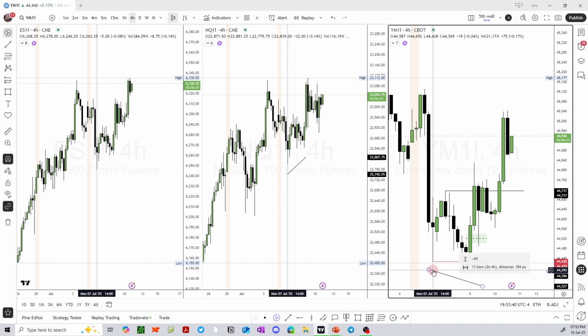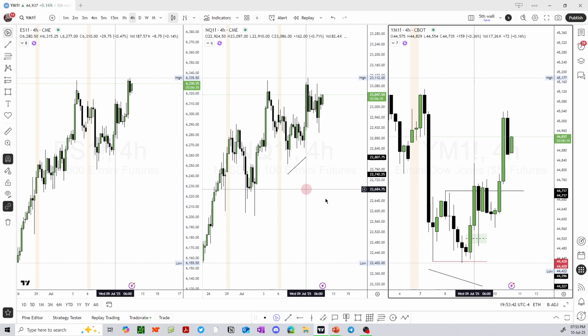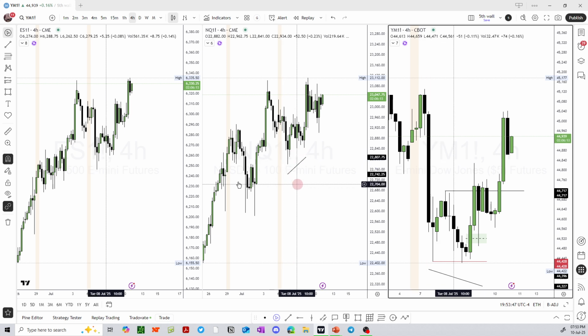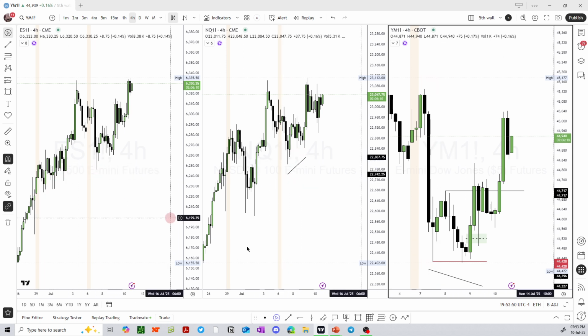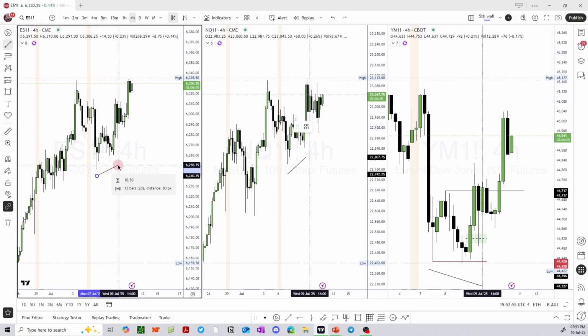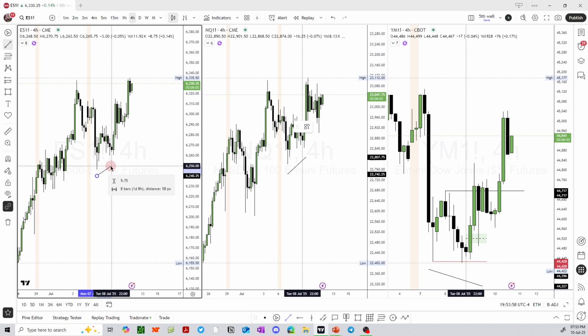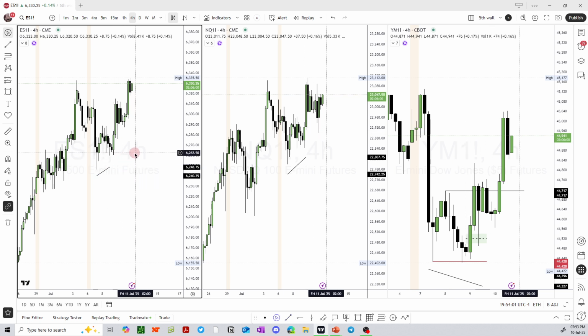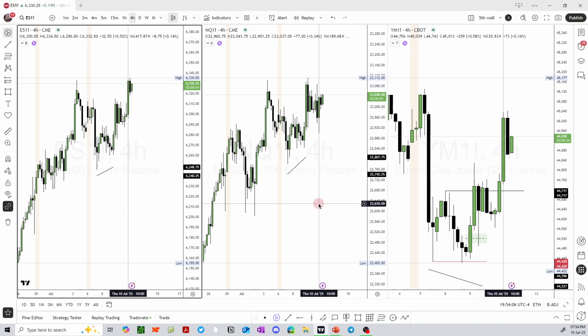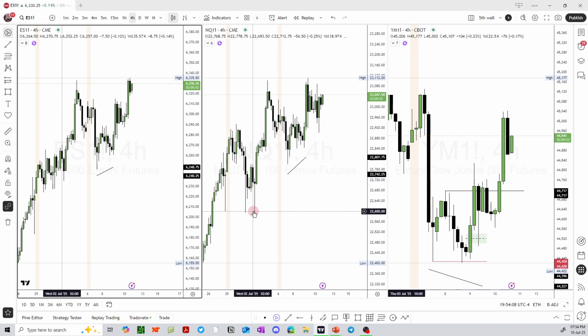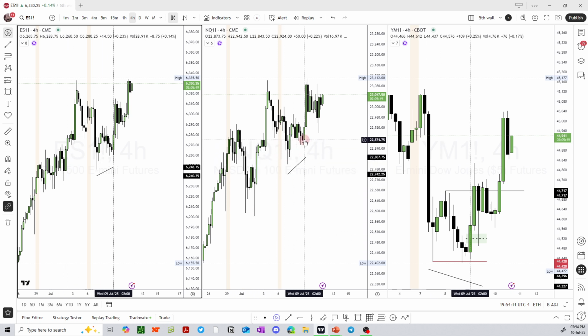So we're going right back to talking about the divergence between the YM and this swing low. The NQ refusing to run the swing low, and we have the ES also refusing to run the swing low. So we have a divergence, right? All right, and honestly, that's like right here, right? So the entry is somewhere over here.